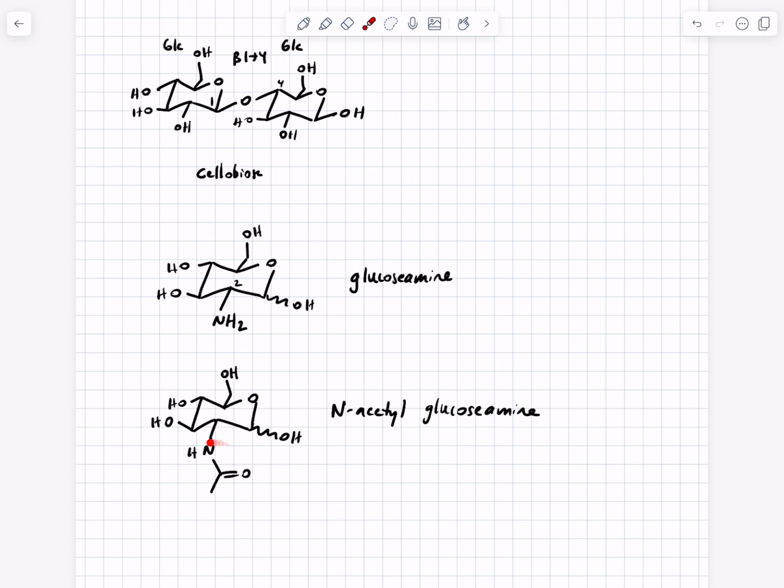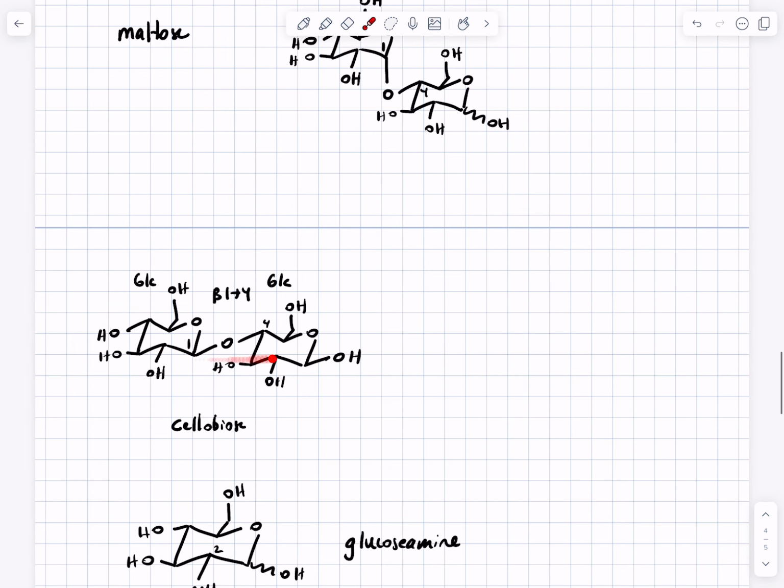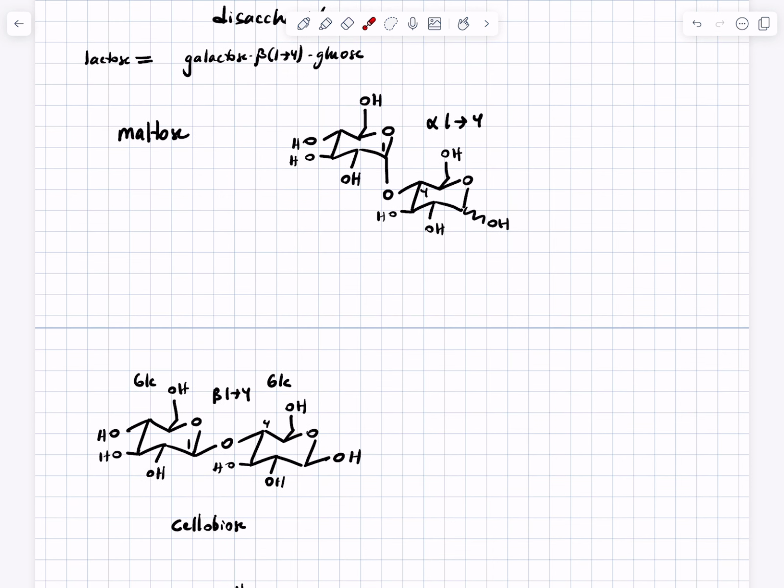You can make polymers of N-acetylglucosamine and you make something that's rigid like chitin. If you make polymers of cellobiose, you get something that's not quite as rigid. If you make polymers of maltose, you get something that you can eat. All right, that concludes our carbohydrates chapter. I will see you next time for lipids.